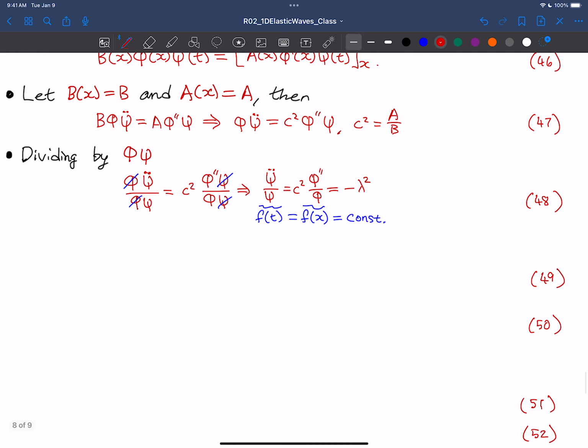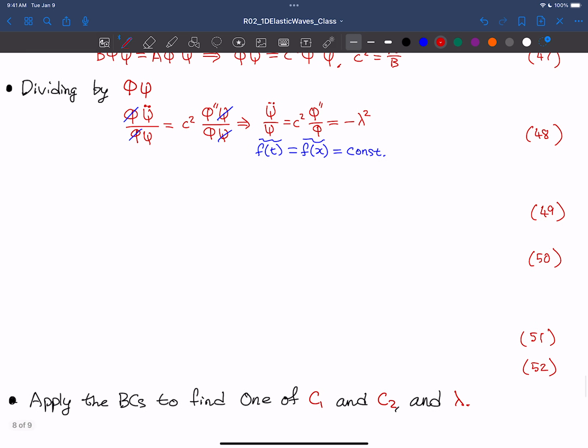This then leads to two equations. It leads to, first, an equation for the evolution of the behavior in time, and then second, one for the behavior in space. So first, let's just deal with the time. We have psi double dot over psi is equal to minus lambda squared. This gives us the following second order differential equation: psi double dot plus lambda squared psi is equal to 0.